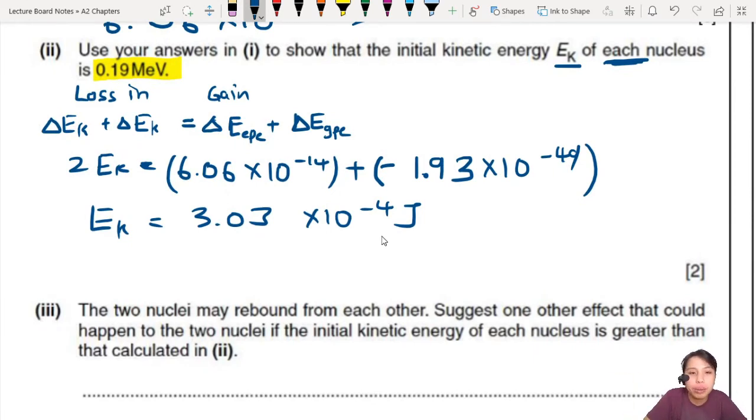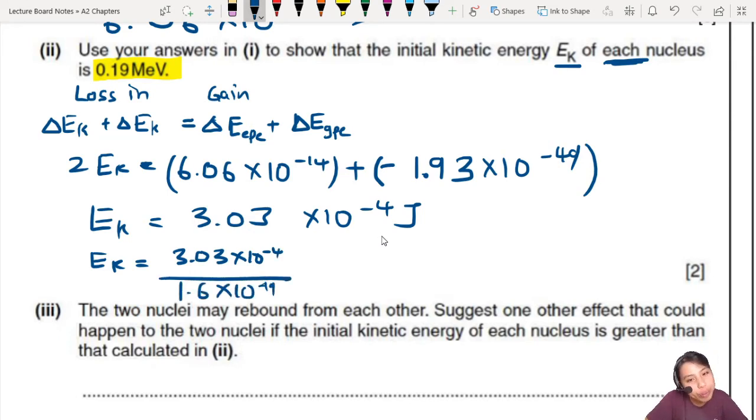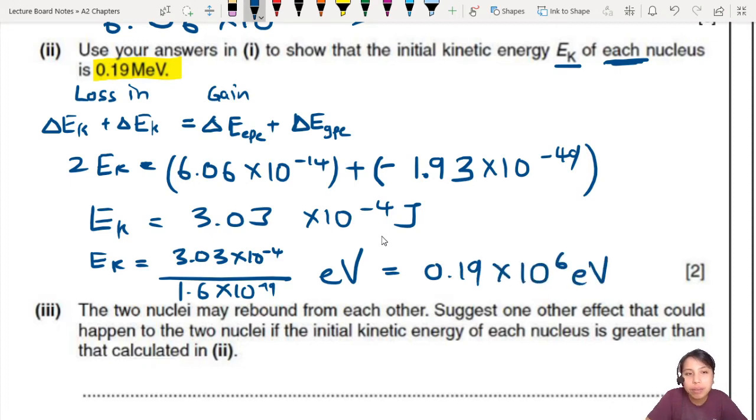You're like, okay, I will find my conversion. So we need to convert this to eV. If you forgot how to do that, here's a good refresher. Divide by 1.6 times 10 to the negative 19. Looks familiar, right? Then you would have your unit in eV. What's this value? 0.19 times 10 to the 6 eV, which is about 0.19 MeV. So yeah, problem solved.